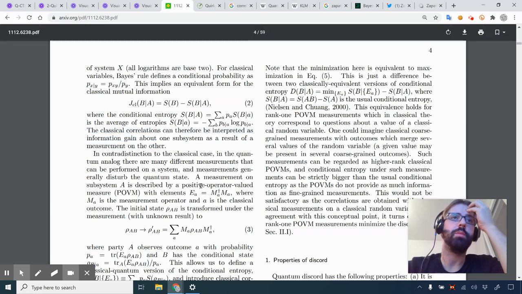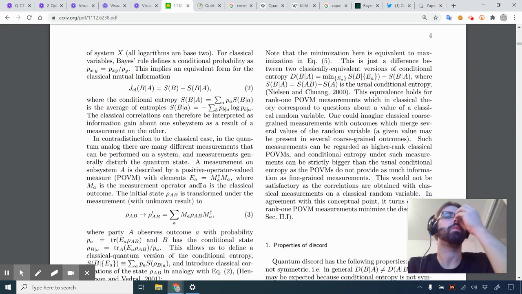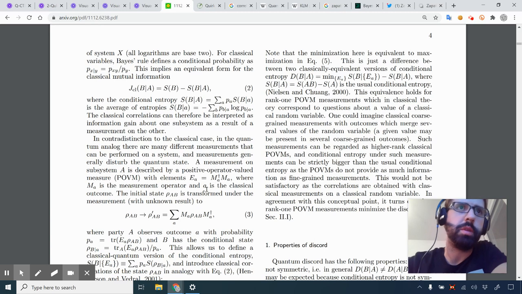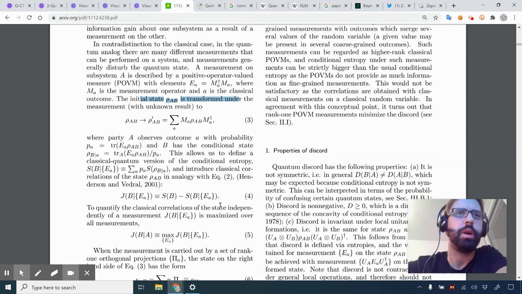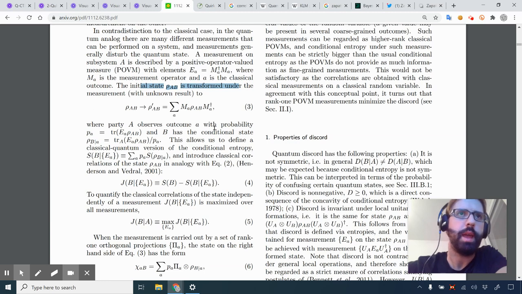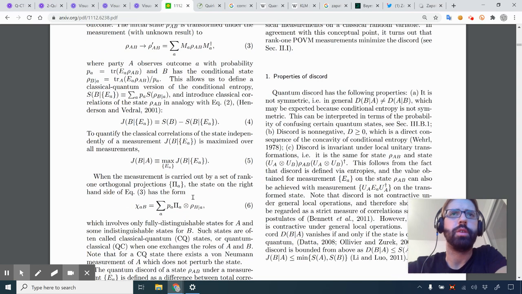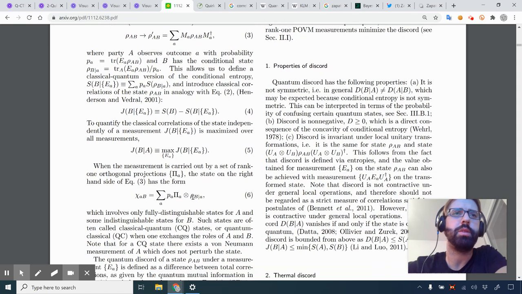In contrast to the classical case, in the quantum analog there are many different measurements that can be performed on a system, and measurements generally disturb the quantum state. A measurement on subsystem A is described by a positive operator valued measure, POVM, with elements M, where M is the measurement operator and a is the classical outcome. The initial state is transformed by the measurement. Okay, this is getting complicated. Party A observes outcome a with probability p_a, and B has the conditional state. This allows us to define a classical-quantum version of a conditional entropy and introduce classical correlations of the state. To quantify the classical correlations in the state independently of the measurement, we maximize over all measurements.